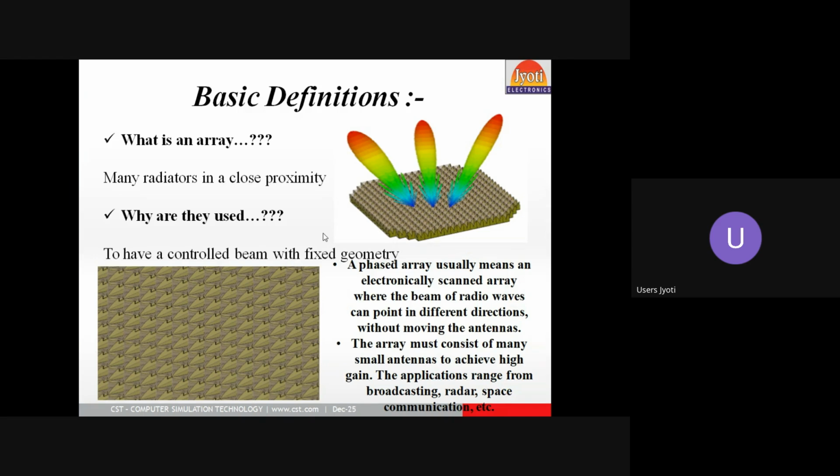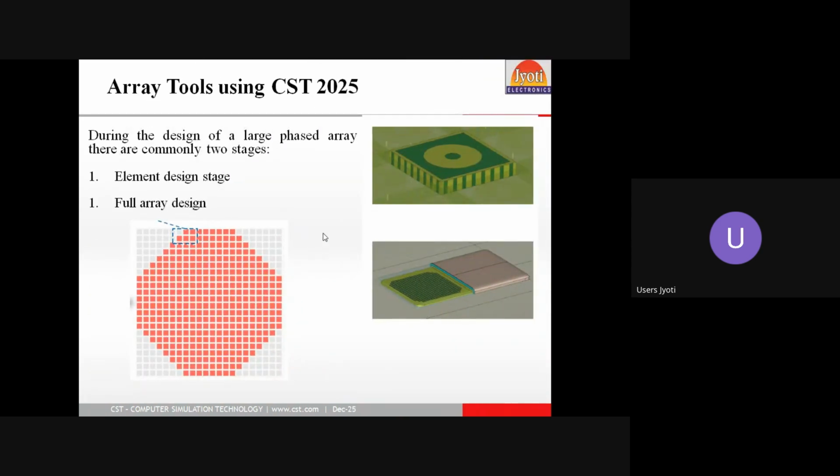So, the basic definition of an array. After designing antennas, we can also use the array antenna. In an array antenna, a single element is there, and we can multiply it in height, length, and width. So we can magnify its gain and directivity as well. So array antenna is used for high gain and high directivity.